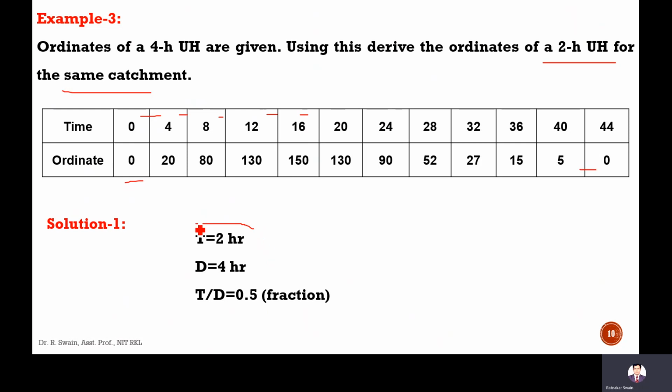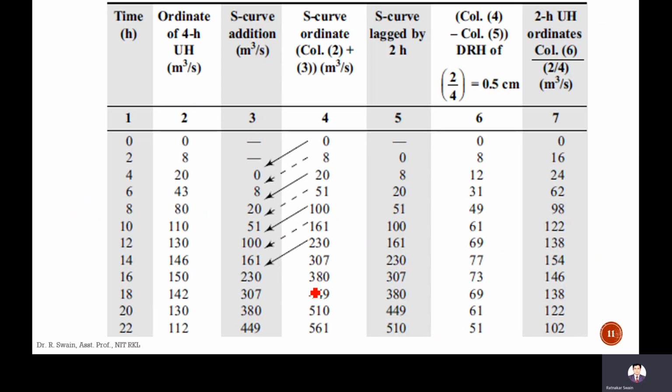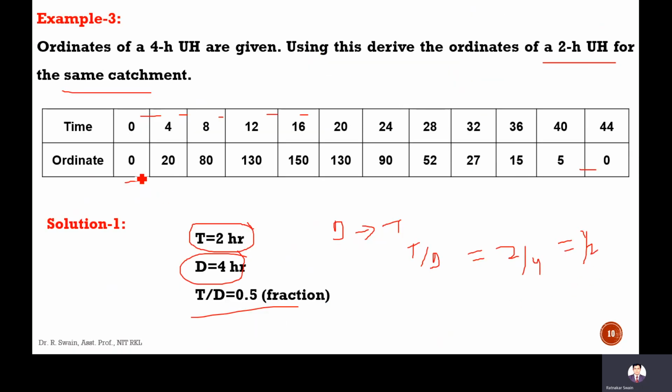So here t is 2, d is 4, meaning we are going to derive from d to t. And t by d is a fraction, 2 by 4, which is half. That means we have to use the S curve method. Since the 4-hour unit data is given at a 4-hour gap, from this unit hydrograph curve we have to obtain the ordinates at a 2-hour gap. First we have to plot this graph, then we obtain the 2-hour ordinates.